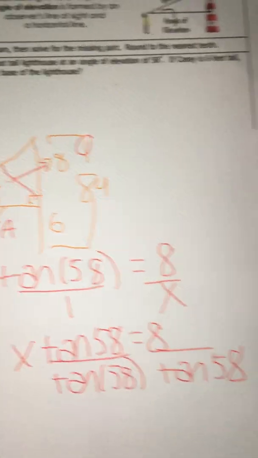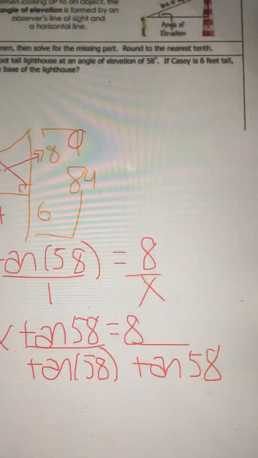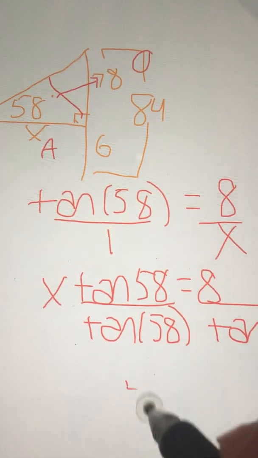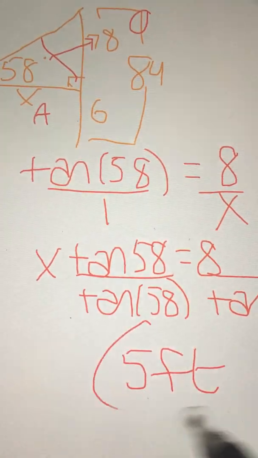Which you can plug into your calculator, and I'm just going to grab mine really quick. Okay, so I put that in, 78 divided by tangent 58, and we get about 49 feet. So this person is about 49 feet away from the lighthouse.